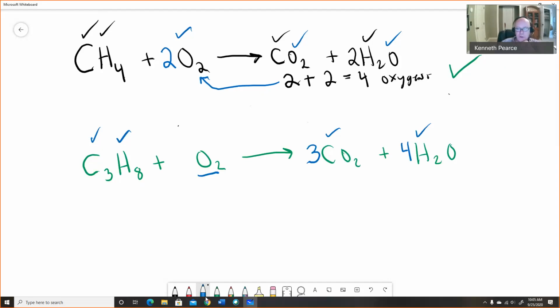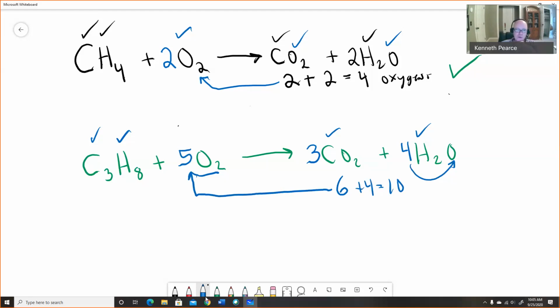And so we look on the right-hand side, and we have to see how many oxygens we have. Well, the carbon dioxide has 6 oxygens, and the H2O, there's 4 times 1, that gives me 4, and that gives me 10 total on the right-hand side. So now we have to look and see, what times 2 is going to give me 10? And of course, that is 5.